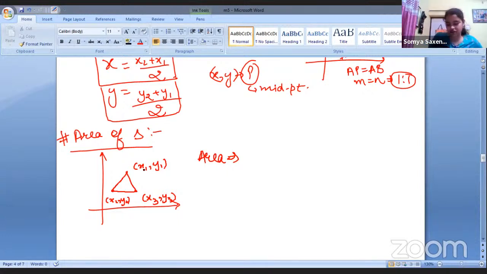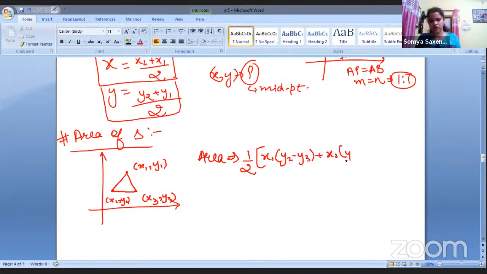basic one, half into base into height, or we also know Heron's formula, in which we used to find something S and then we used to do something. But here in coordinate geometry, we will be using only one single formula, which is this one, using the coordinates. If the coordinates of the 3 points are known, then the area can be found out. And the area will be, here I'm writing it, half x1 (y2 minus y3) plus x2 (y3 minus y1) plus x3 (y1 minus y2).